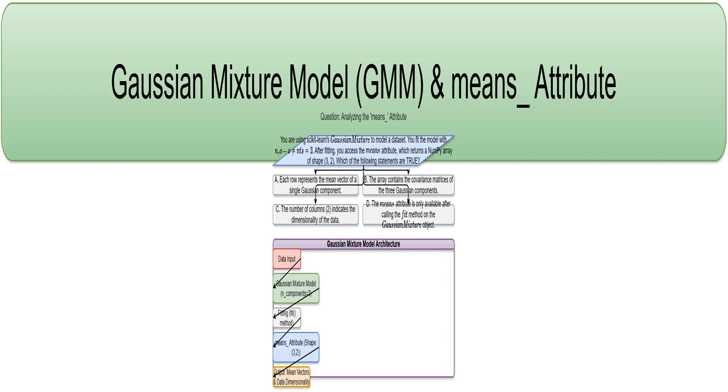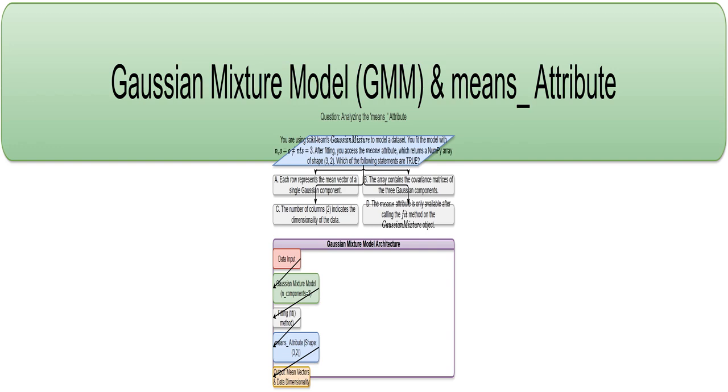The means_ attribute is a crucial part of this model. It stores the calculated mean vectors for each of these Gaussian distributions after you fit the model to your data. In simpler terms, imagine you have a handful of marbles of different sizes, colors and shapes. GMM tries to figure out which size group, color group and shape group the marbles fall into. The means_ attribute then tells you the average size, color, and shape for each group.